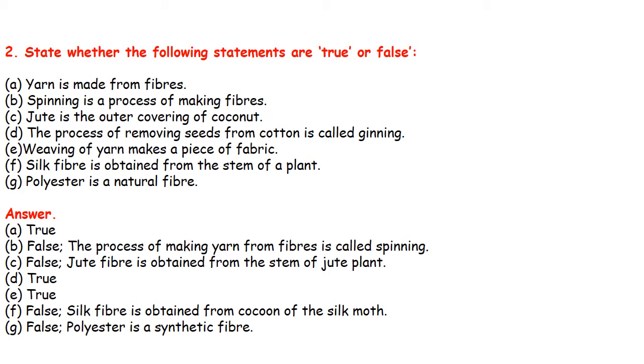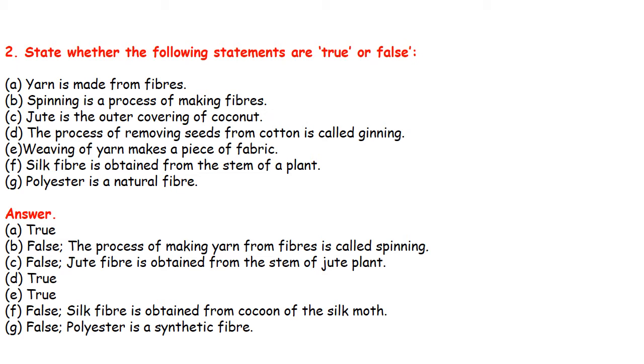B, spinning is a process of making fibers. False. Why? Because the process of making yarn from the fibers is called spinning. Third, C, jute is the outer covering of coconut. False, because jute fiber is obtained from the stem of jute plant. D, the process of removing seeds from cotton is called ginning. So the answer is true.